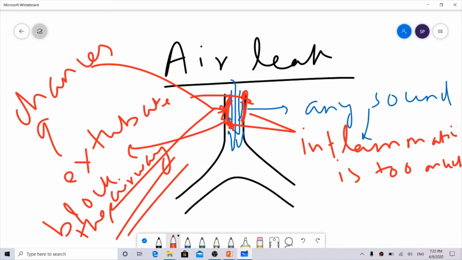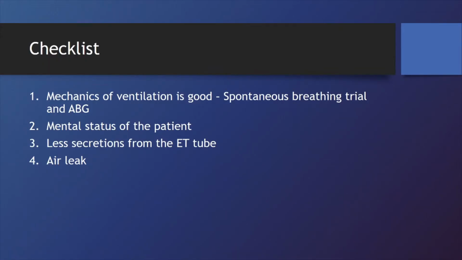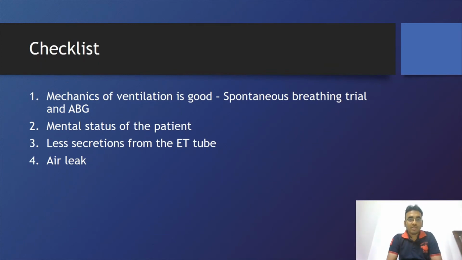So you should always have a positive air leak. We should always have a positive spontaneous breathing trial, and ABG, mental status and secretions should be checked. We have also discussed the air leak. So you should have this checklist whenever you want to wean the patient: the mechanics of ventilation should be good. We mentioned not just the spontaneous breathing trial, but also the Tobin's index and the other factors, the mental status, secretions, and of course what exactly an air leak is.